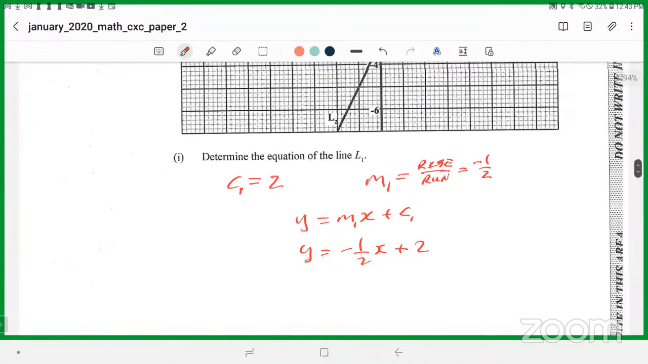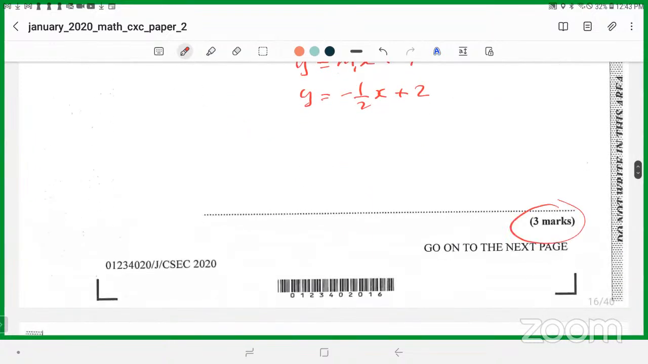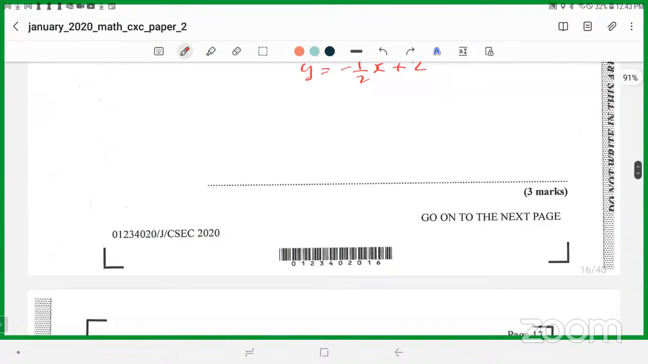So when they give you the graph, the questions are much easier to do. 3 marks for doing that, guys. So that's easy 3 marks.